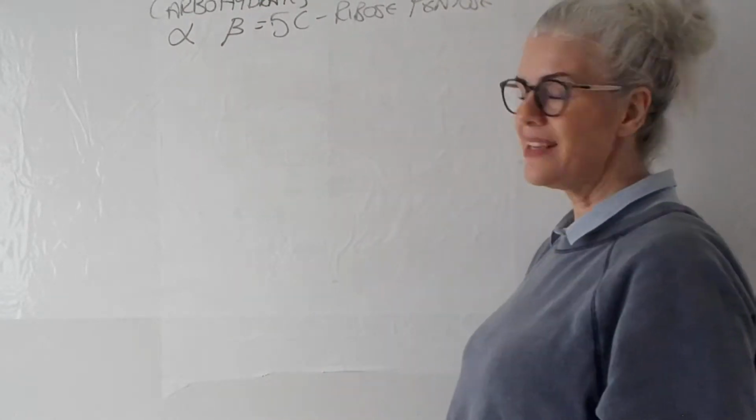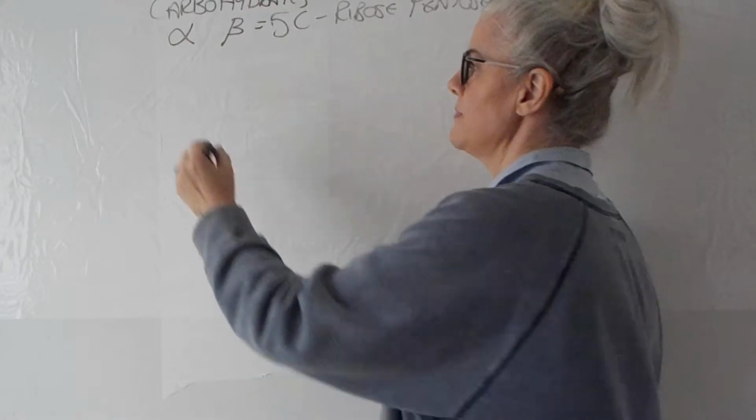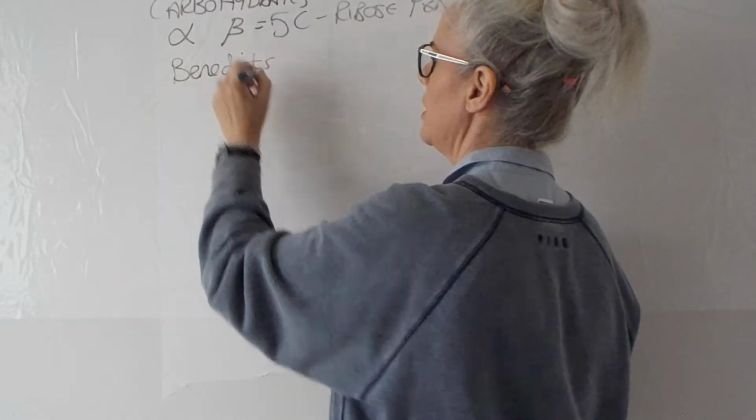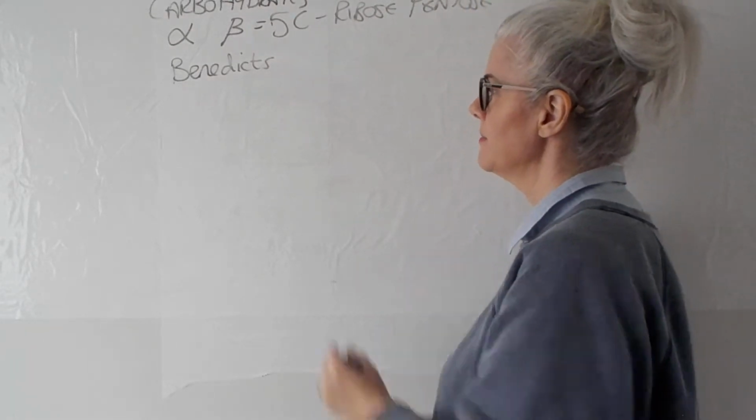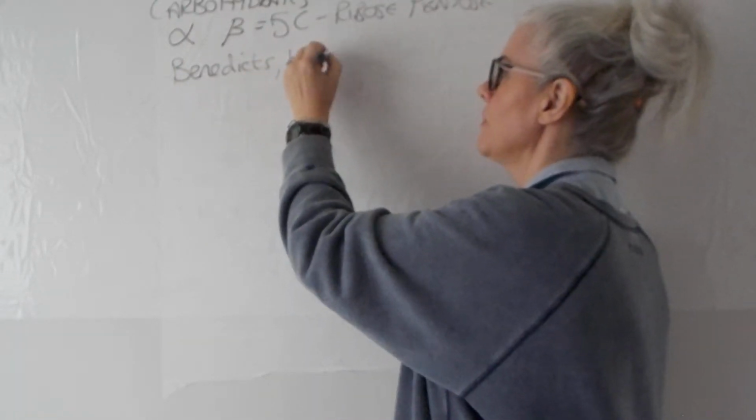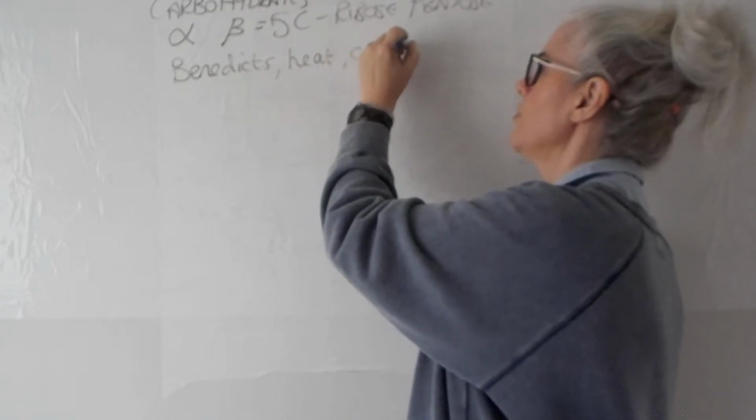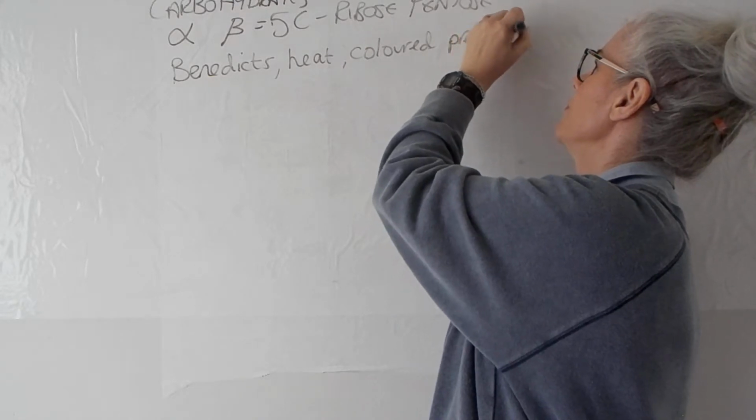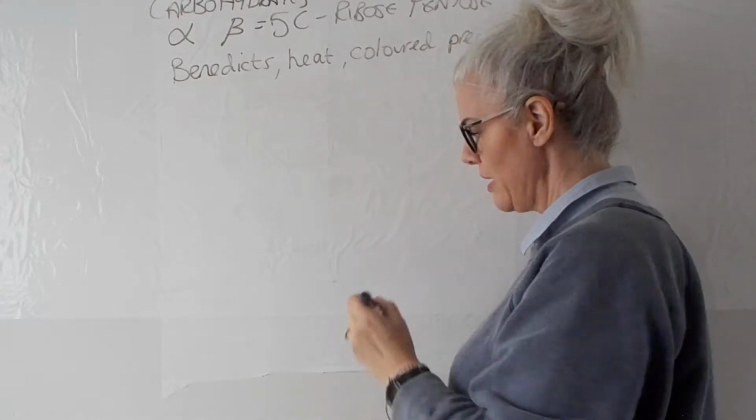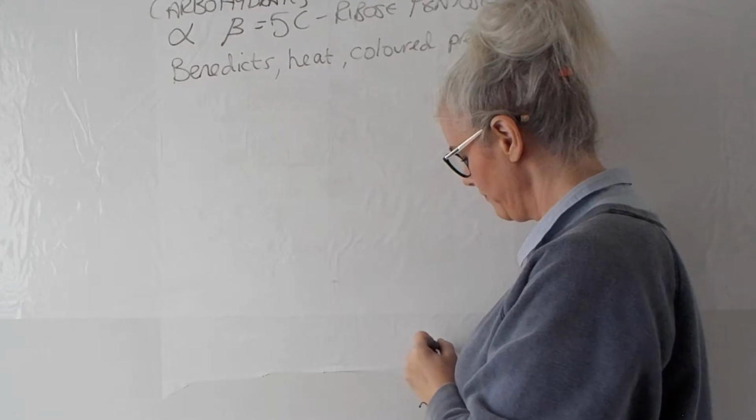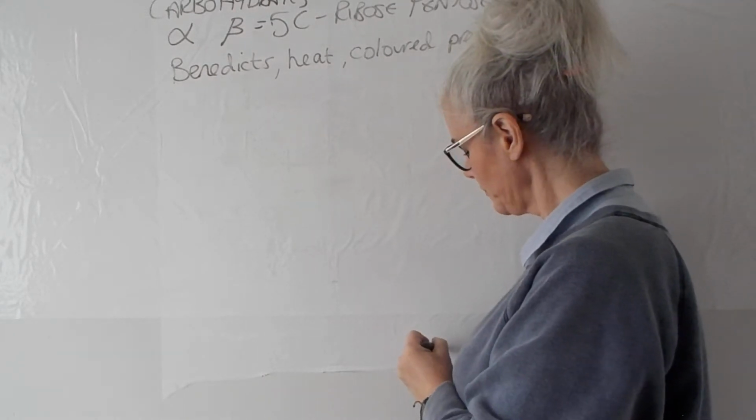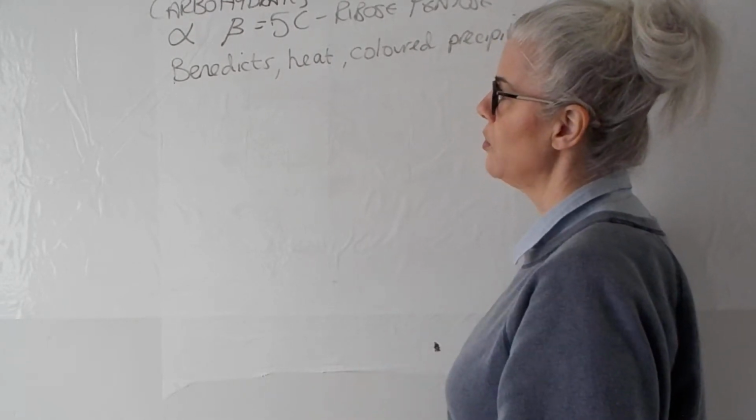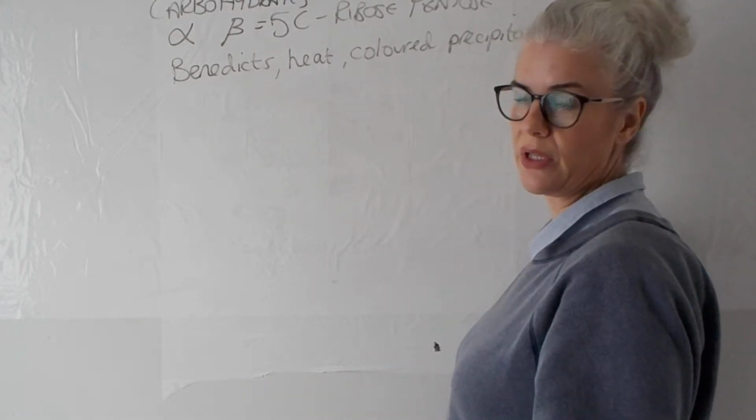Now, the test for sugars is Benedict's solution, or Benedict's reagent. So you add Benedict's, you heat, and you will get a coloured precipitate. Okay, now those colours can change. So my pen's running out slightly. So if you get a coloured precipitate, then you have got what's called a reducing sugar.